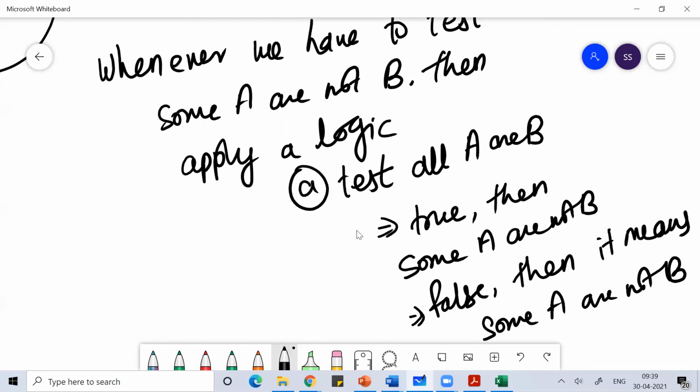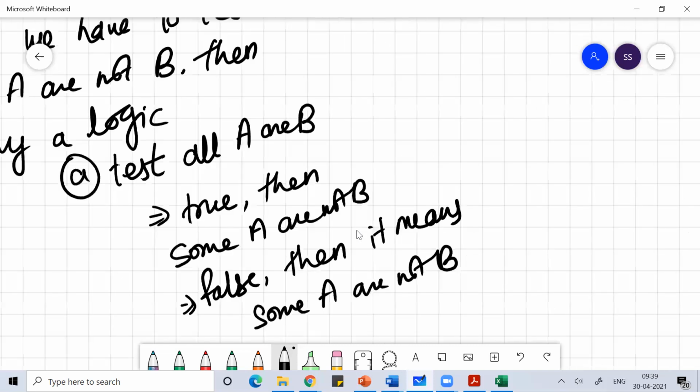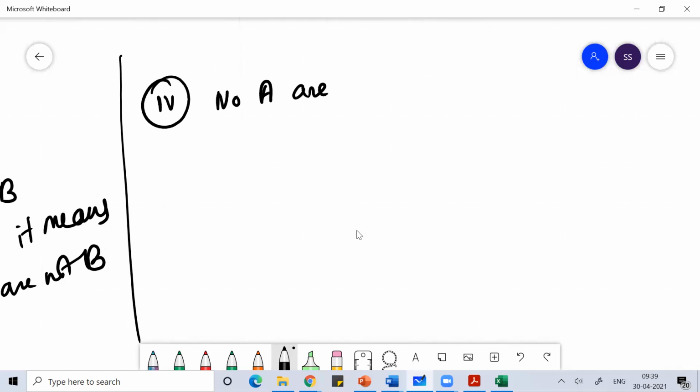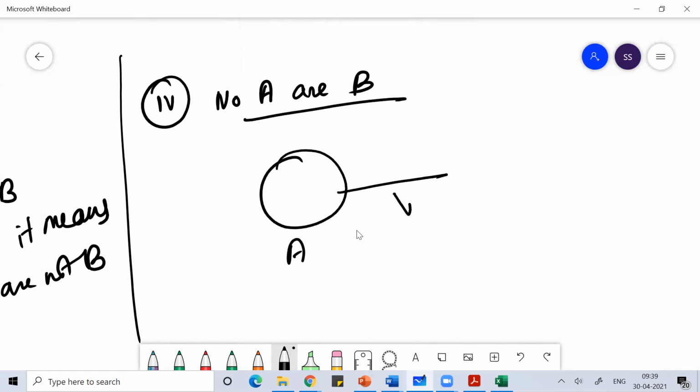So keep that in your mind while solving the problem. Then the last part in the statement can be no A or B. That is very simple. No A or B means there is no intersection between A and B. They are mutually exclusive events.